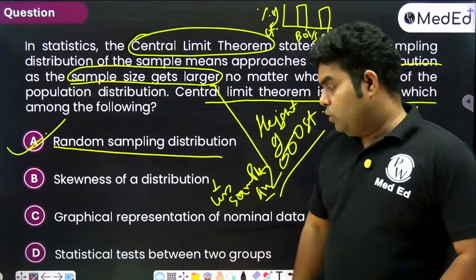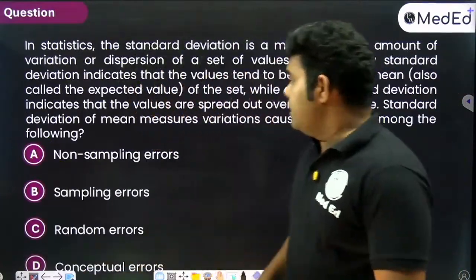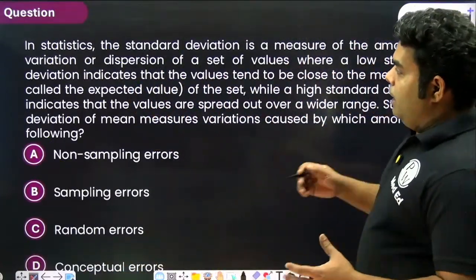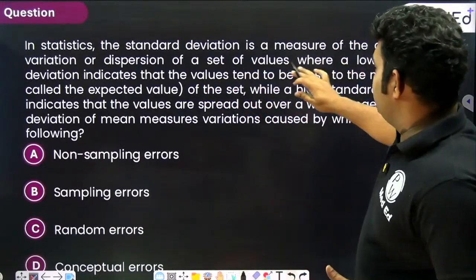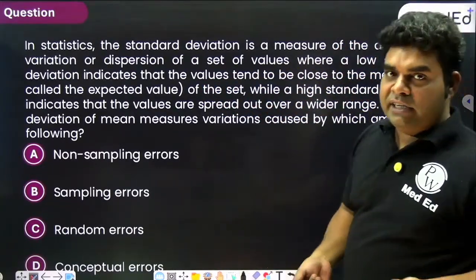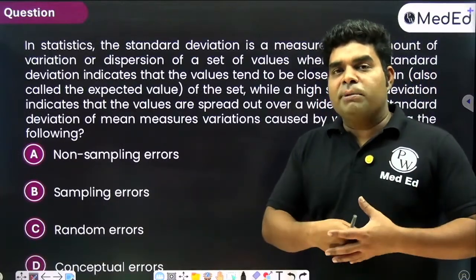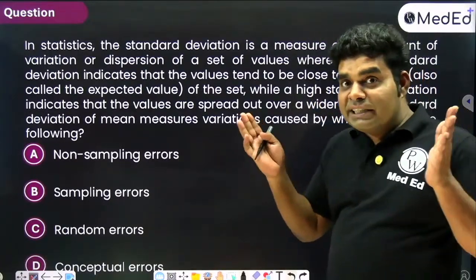Okay. Chalo. Next question is, this time they are saying that standard deviation is a measure of the amount of dispersion. We discussed now that a standard deviation tells how much the data is spread, and we want data which is less spread, to the point.